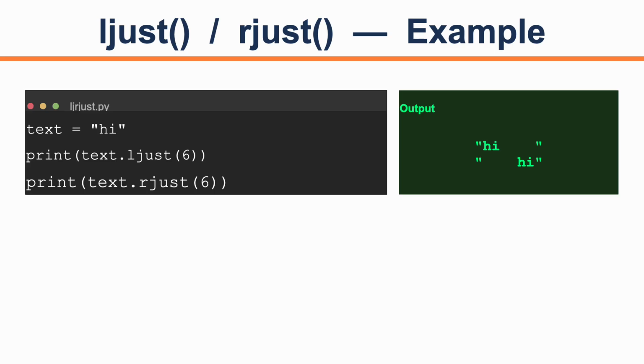Here we store the string high in a variable called text. Calling ljust with a width of 6 keeps high at the start and pads after it. Calling rjust with the same width keeps high at the end and pads before it.